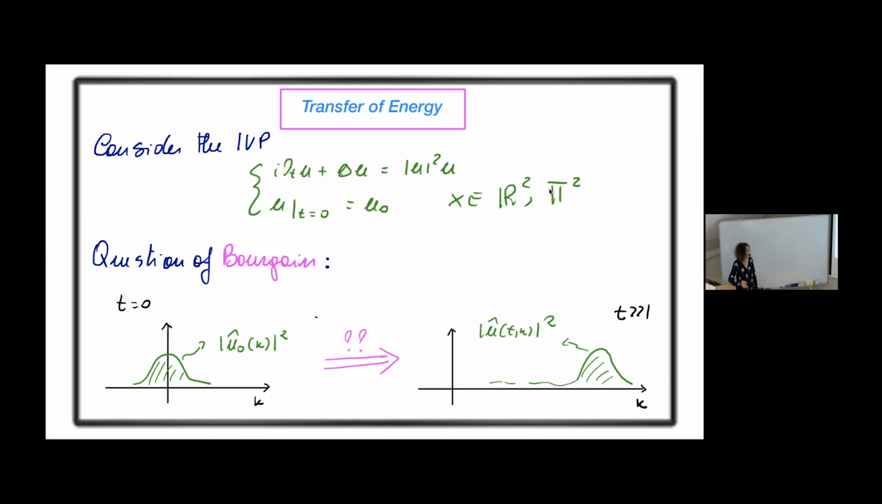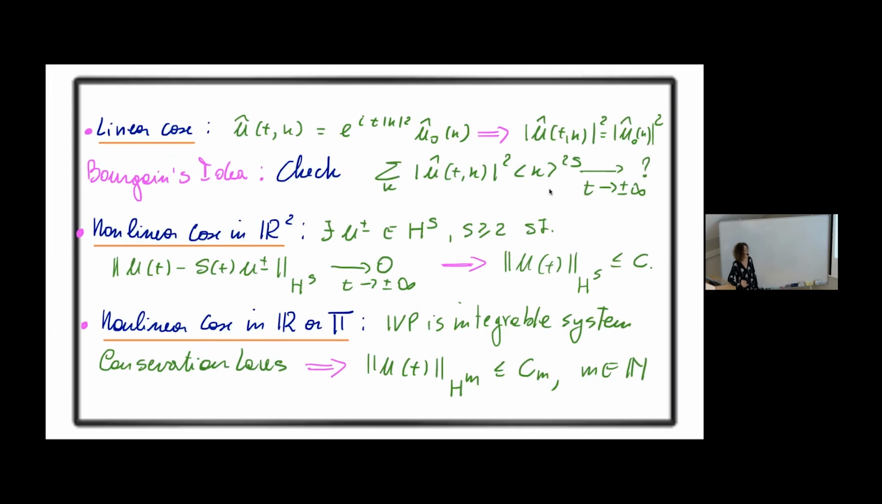And one way that Bourgain, well, let me first tell you what happens, obviously, in the linear case. In the linear case, this is the Fourier coefficient. You just get multiplied by e to the i t k squared. k squared here is the dispersion relation that John talked about. So when you look at the absolute value of that squared, there is no movement. Everything is constant. Nothing changes.